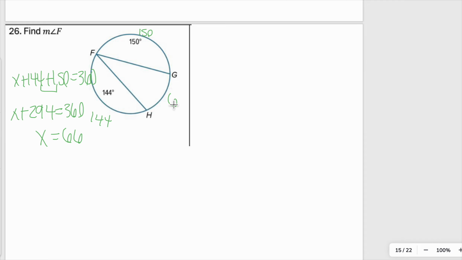So that means from G to H, that's our arc angle. But the measure of angle F is not equal to 66 because it's an inscribed angle, it's half of 66. So that means the measure of angle F is equal to 33.